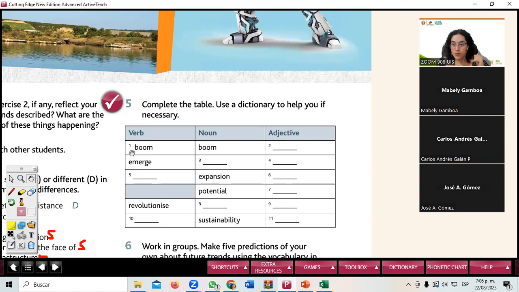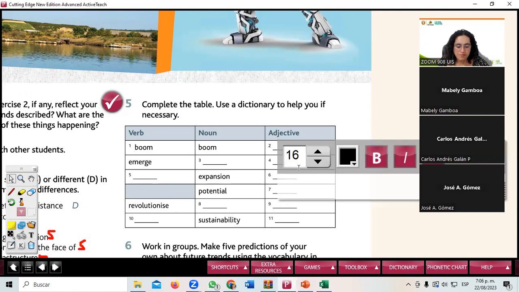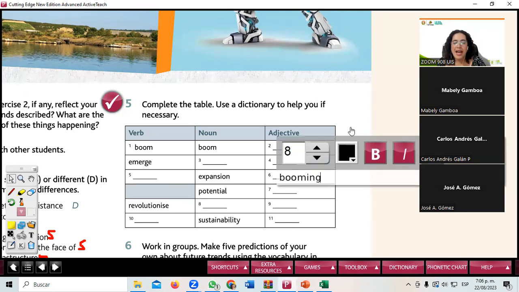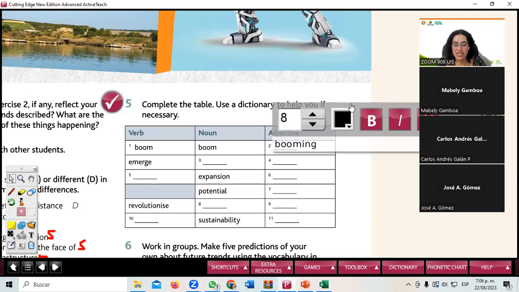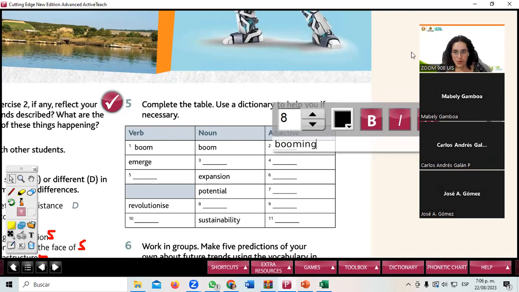So we have boom as a verb, to boom, like to explode. We have a noun, this is a boom in technology, a boom in finance. And we also have the adjective. The adjective is booming, okay? We have booming education, booming technology, booming economy, okay? So to define something as an adjective, we use booming, okay?